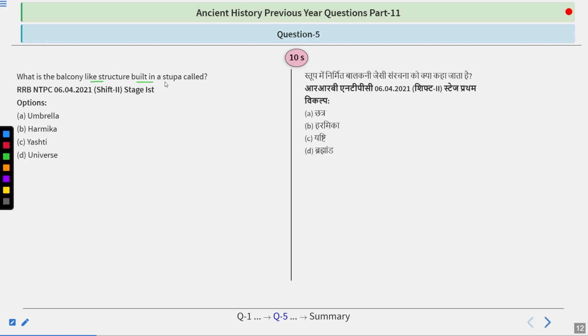What is the balcony-like structure built in a stupa called? Options are umbrella, armica, yashti, or universe. So take your time and try to answer this one.